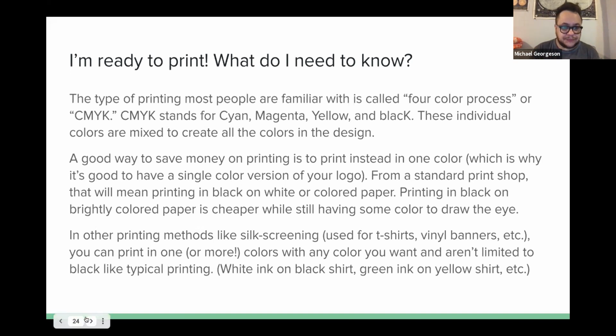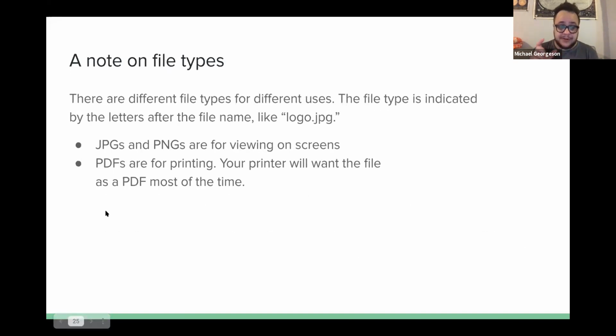So there are different types of files for images and designs, which are indicated by the letters after the file name, like logo.jpg. JPEGs and PNGs are for looking at on screens. The difference there is that a PNG can have transparency saved in it.